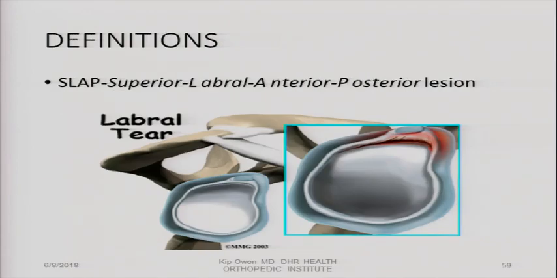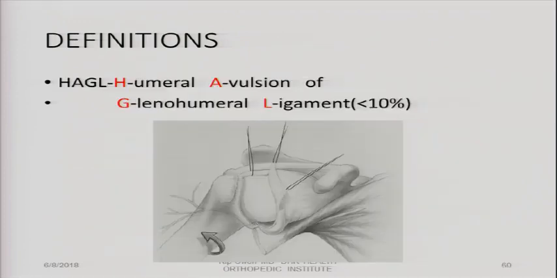Slap lesion. A slap lesion is a superior labral anterior-posterior lesion. These can occur from trauma, or they occur in throwers from cocking and accelerating the ball. And in the athletic population, the younger population, 35 and under, they can become a surgical problem.